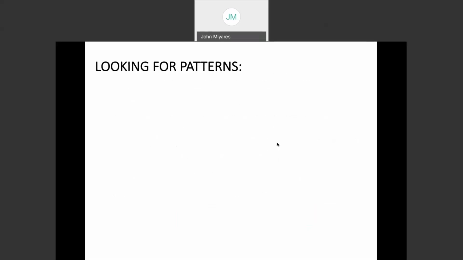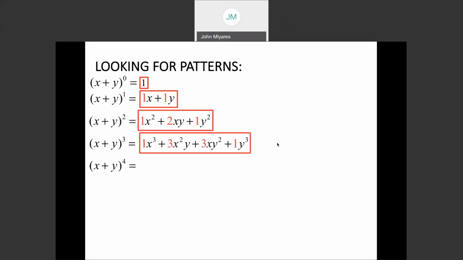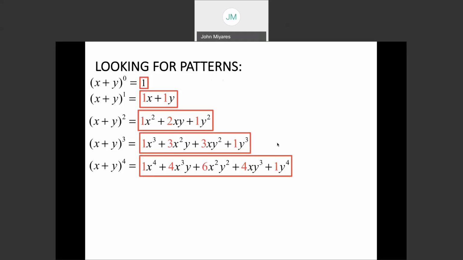Now that we've multiplied these out, let's look for some patterns. These are the results of the multiplications we did on the previous slides. So we have (x + y)^0 was just 1. (x + y)^1 is 1x + 1y. (x + y)^2 is 1x^2 + 2xy + 1y^2. (x + y)^3 is here. (x + y)^4 was given here.